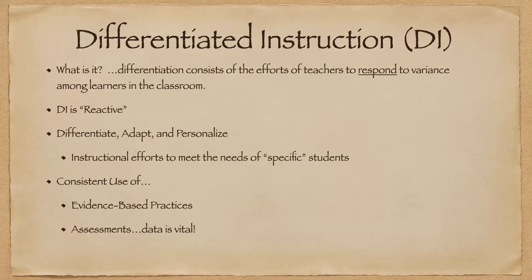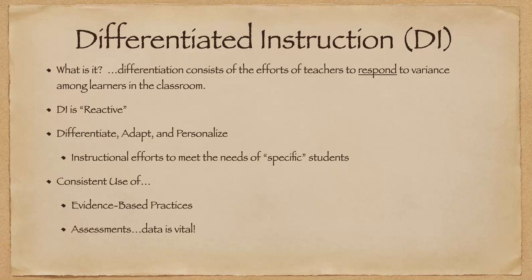And I love this here. Differentiation consists of the efforts of teachers to respond to variance among learners in the classroom. So when we're looking at DI, or differentiated instruction, it's highly reactive. It's highly responsive. We're looking and seeing what our students need. We're often using formative assessment measures during instruction to say, oh, this student needs some additional support or assistance, some guidance here. So I'm going to respond, I'm going to react, and I'm going to meet the student's needs. Whereas UDL, again, is proactive. We're doing that during the instructional planning process.